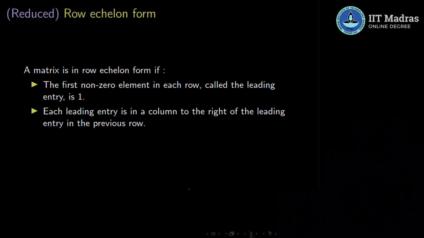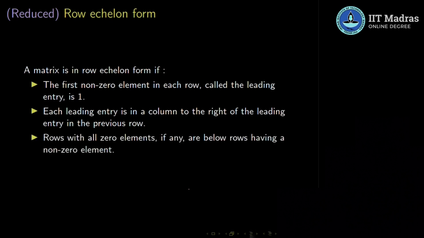So, if you consider the second row and you ask where is the leading entry, which is the first non-zero one that you have, it is in the second column, and that is to the right of the leading entry in the previous row, which was in the first column. Okay. So, broadly speaking, you have to go downwards and to the right like this. The ones have to be like this.